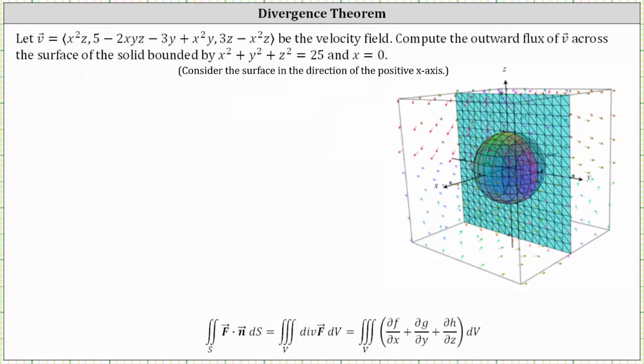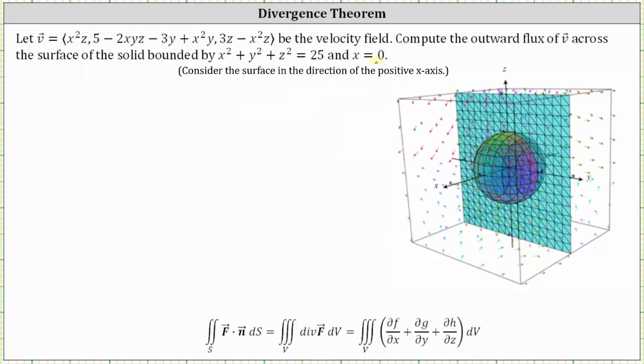Let V be the velocity field. Compute the outward flux of V across the surface of the solid bounded by x squared plus y squared plus z squared equals 25 and x equals 0. So looking at the graph on the right, x squared plus y squared plus z squared equals 25 is the sphere, x equals 0 is the yz plane.